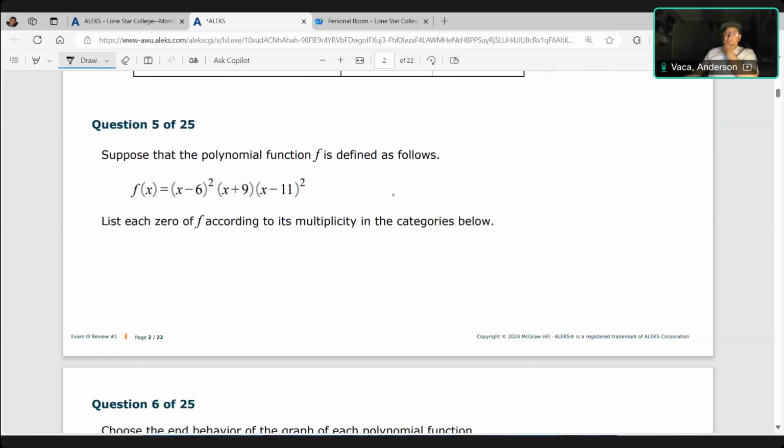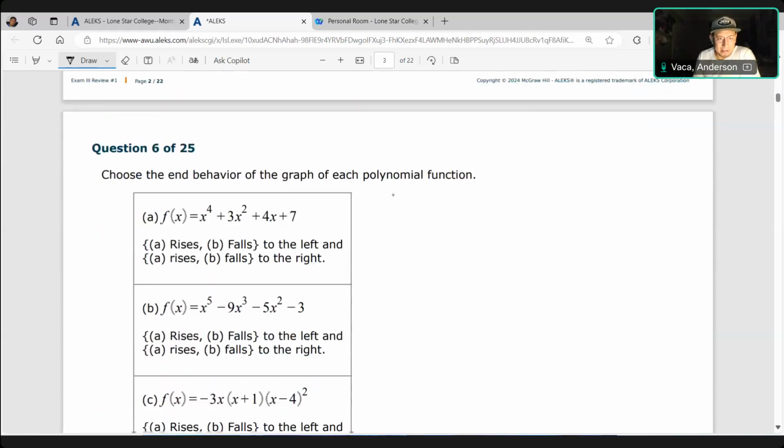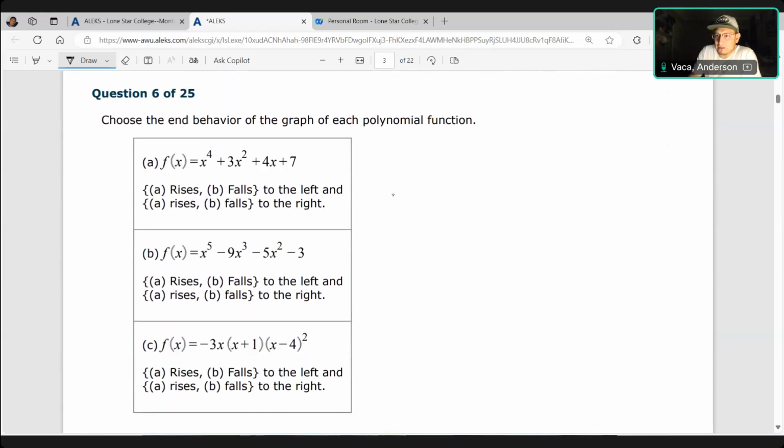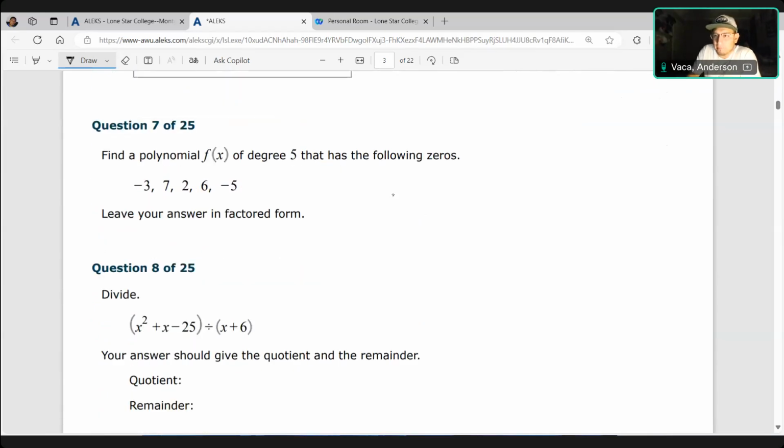Suppose that the polynomial function f is defined as follows. List each zero of f according to its multiplicity in the categories below. So apparently there are some things that are not being printed out, so I guess we just have to go with the punches here.